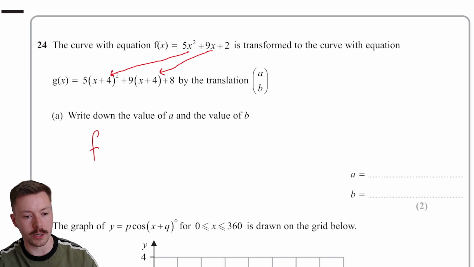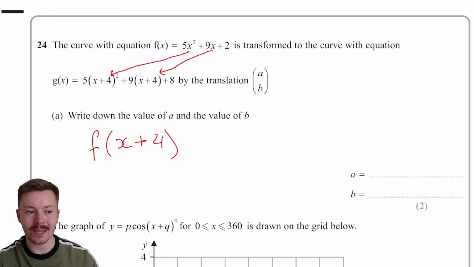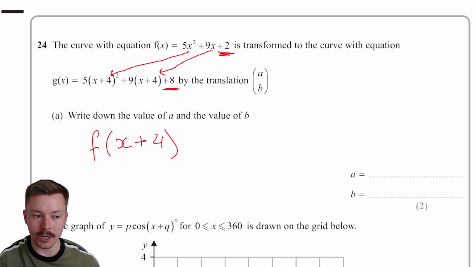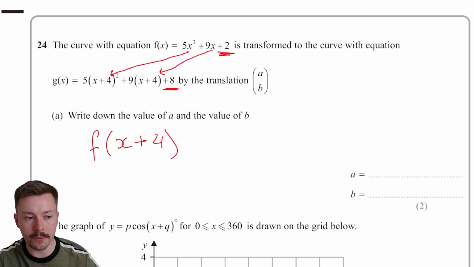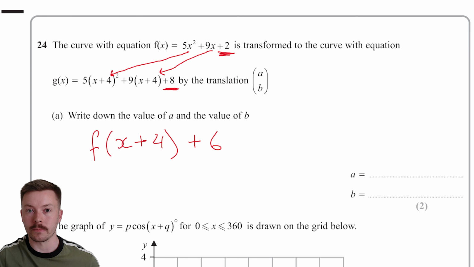So what's happened is we've got f of x plus 4, but just replacing the x with x plus 4 doesn't change this number at the end. So we've gone from plus 2 to plus 8. And we know it's a translation, so we know it's some kind of addition or subtraction, inside the bracket or outside the bracket. To get from 2 to 8, we've added 6 to the whole function.